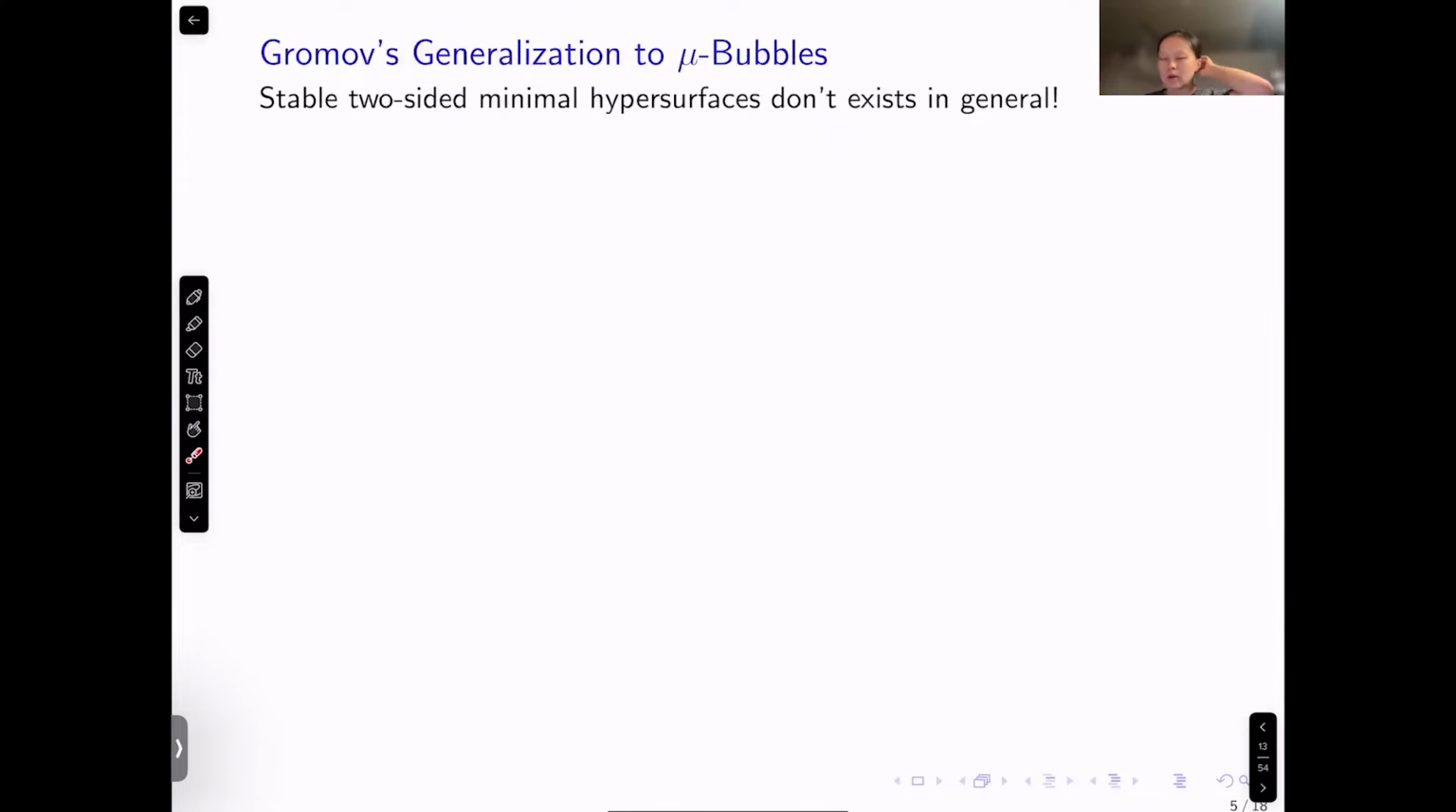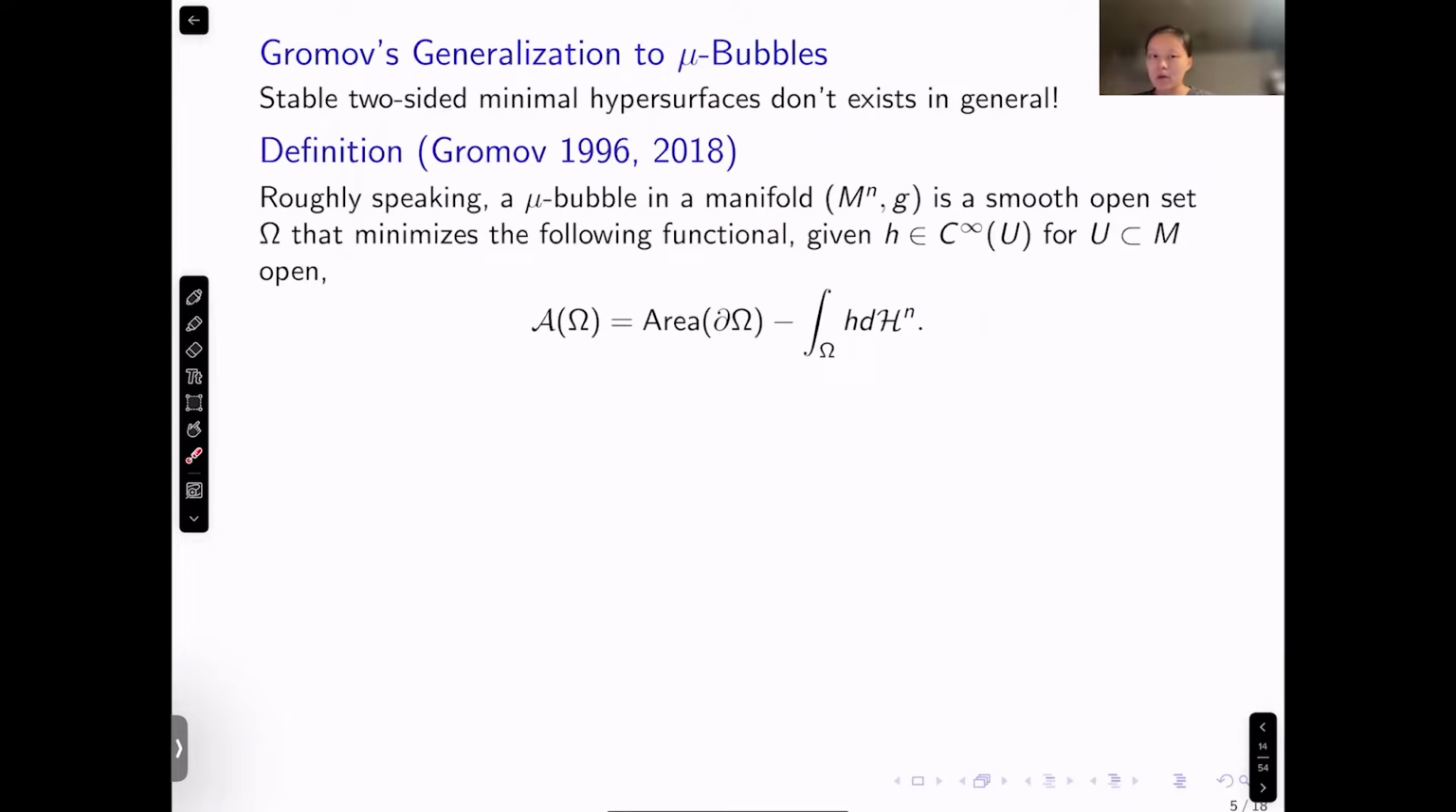But one problem is that they don't always exist, so we cannot always find stable minimal hypersurfaces in an arbitrary manifold. And Gromov generalized this to an object called mu bubble. And let me just briefly tell you what the mu bubble is. It's a minimizer to area plus another potential term, where we define h on some open set of my ambient manifold.